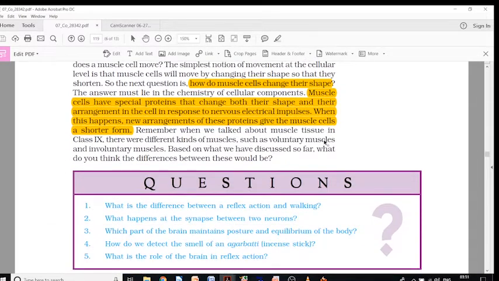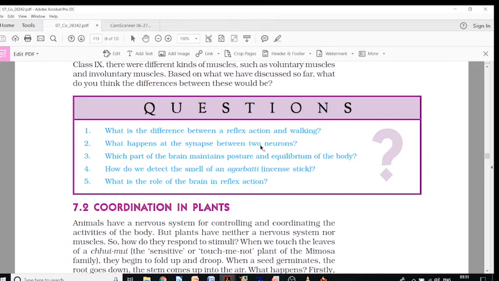Okay, then let's discuss the questions. What is the difference between a reflex action and walking? The difference is that reflex actions are done without any thinking, right? It is quick. Walking, of course, is not like a reflex action. We think before we walk, right?